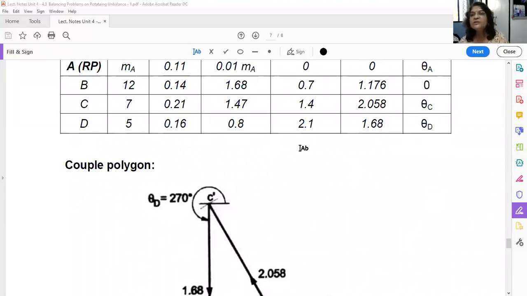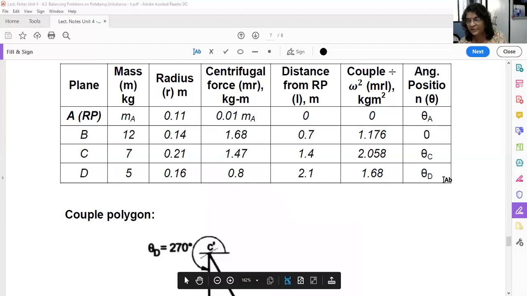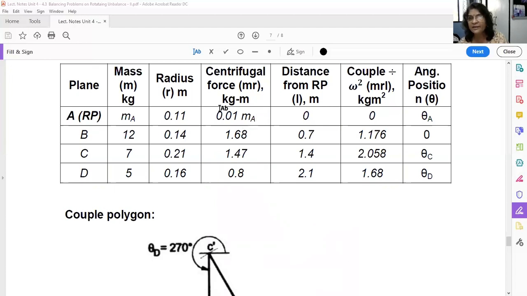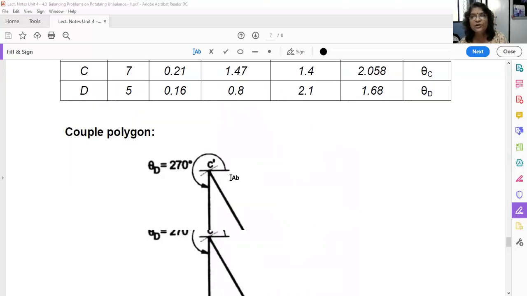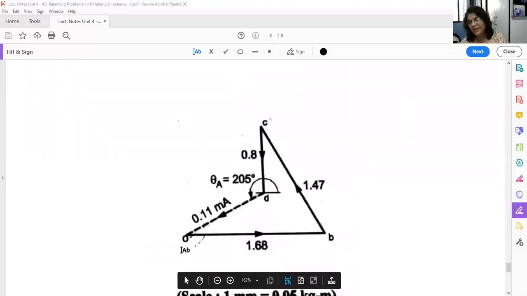Now once you got this, you can easily draw the force polygon. Because these 3 vectors are known in magnitude and direction. And you can finally close the polygon by drawing this vector. So that will give you MA and theta. So let us draw that force polygon. Take the pole O dash.